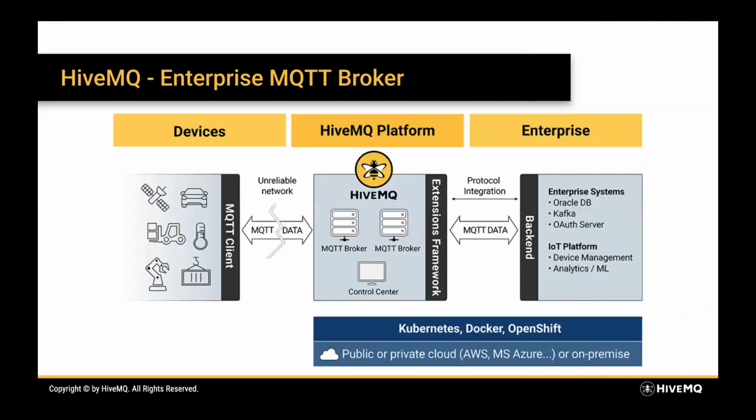Let's have a closer look at how that looks. On the one side, you have the devices that are connected via MQTT over unreliable networks to HiveMQ, the MQTT broker, which is able to solve the communication problems between the clients and the backend systems, so the enterprise systems like an Oracle database, Apache Kafka, or any other IoT platform you may have in your backend. And HiveMQ itself is able to run everywhere. That means Docker, OpenShift, Kubernetes, on any cloud, on-premise. That's all possible with HiveMQ.